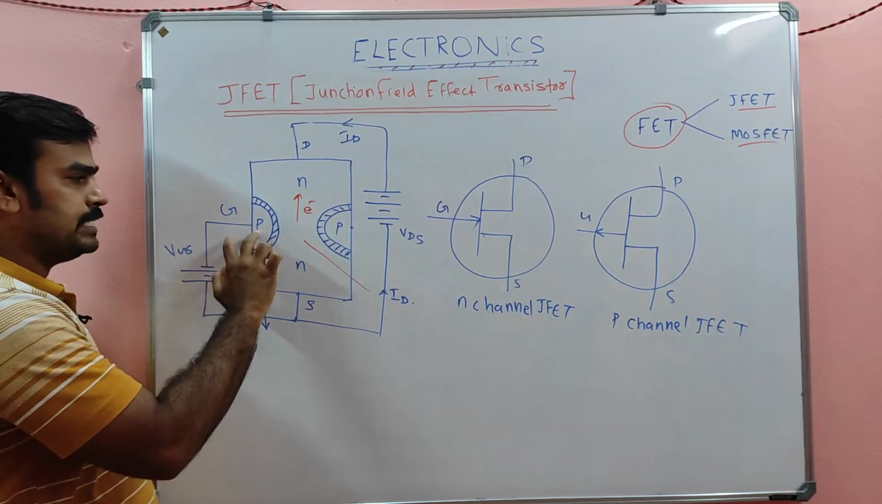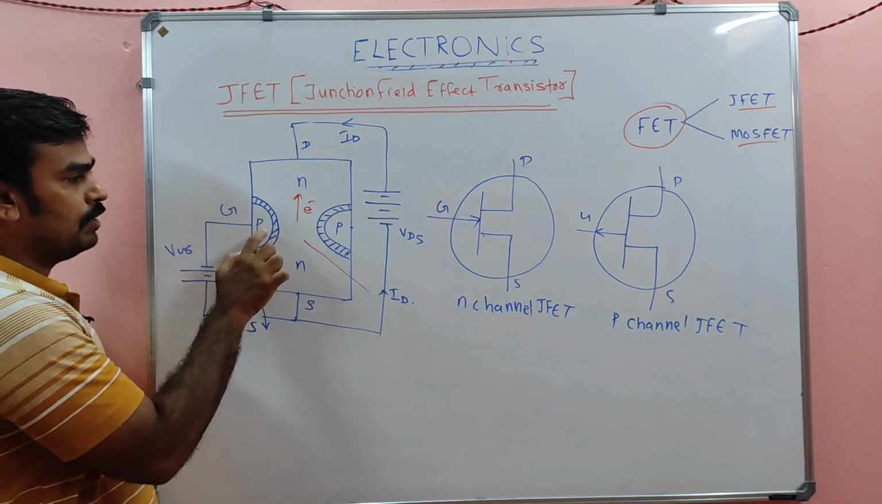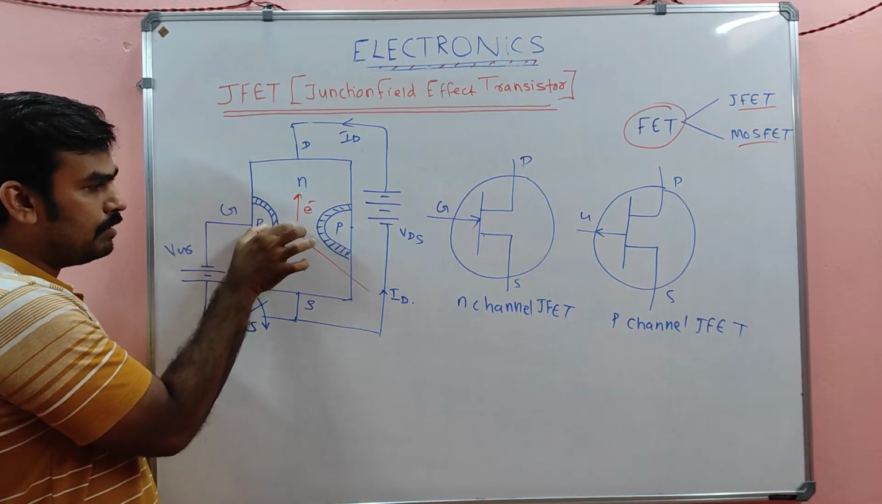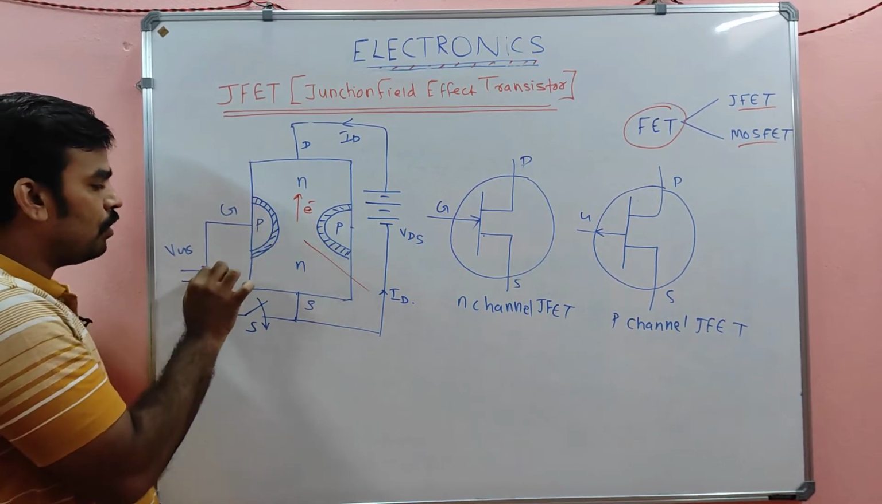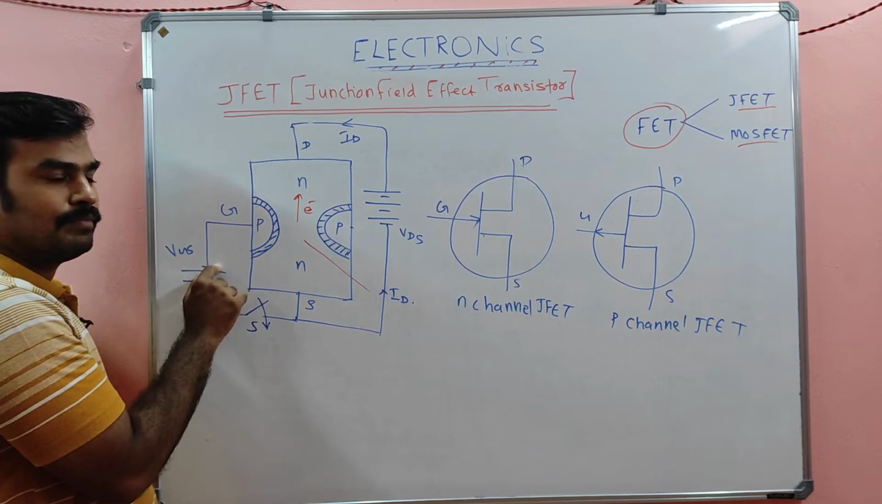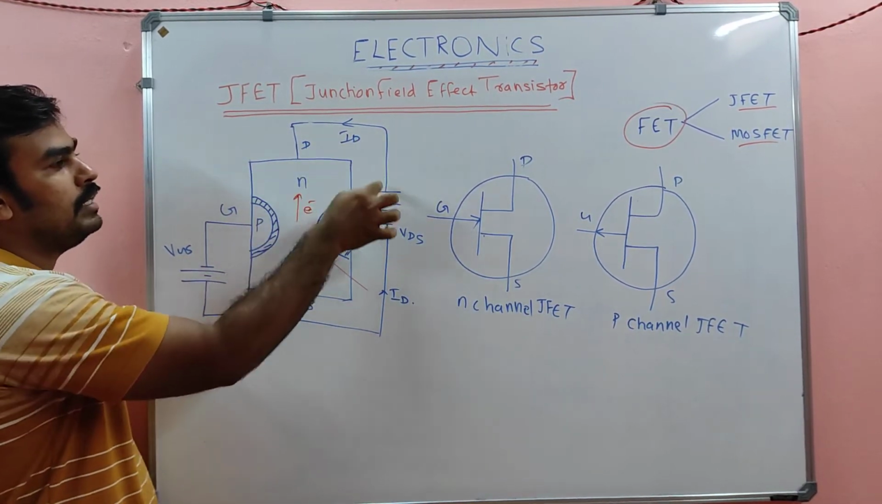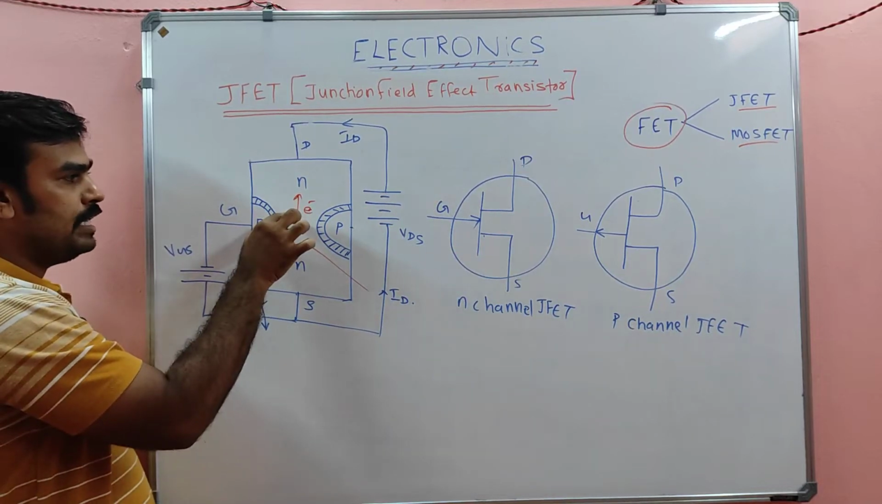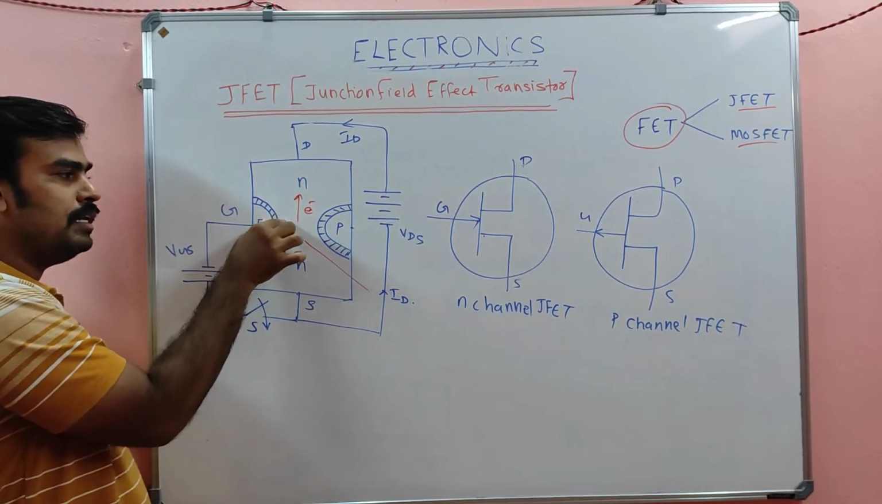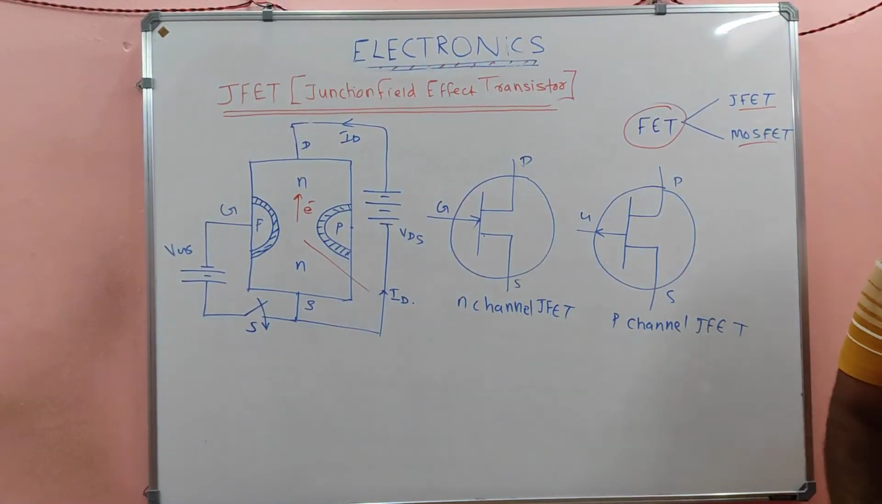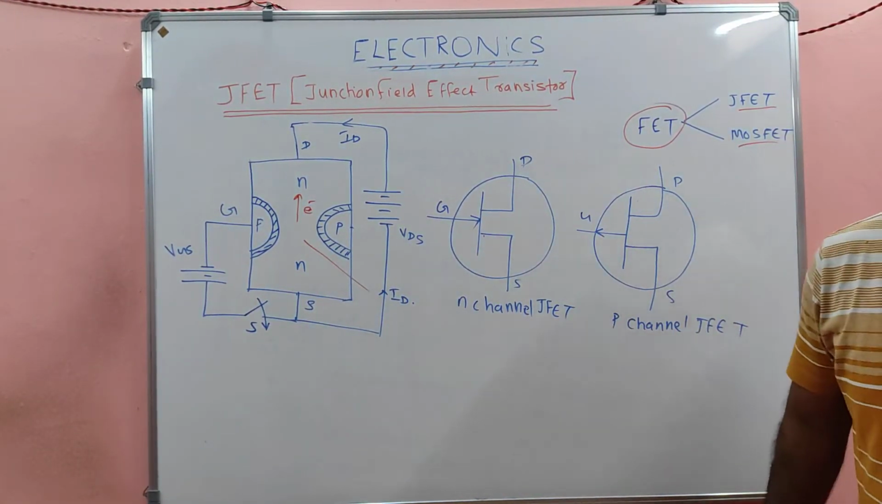But if you consider this P and N region, this P got negative polarity, and N already had the opposite polarity. So this PN junction, my dear, will be in a reverse biased condition.